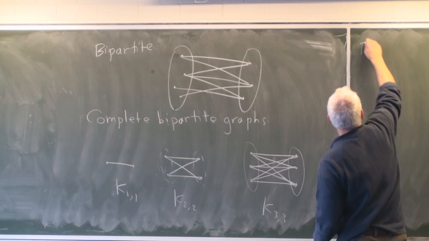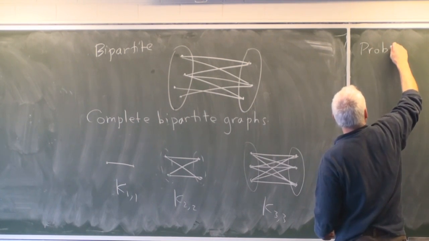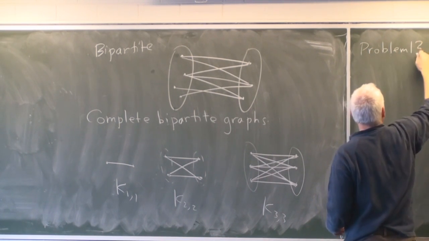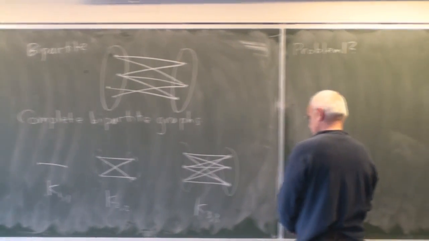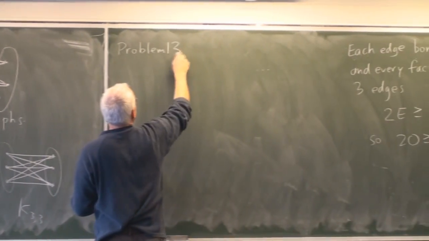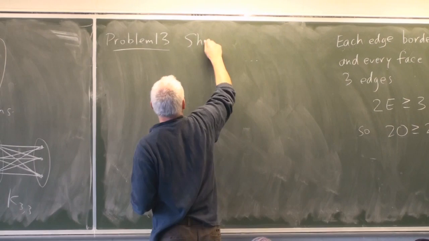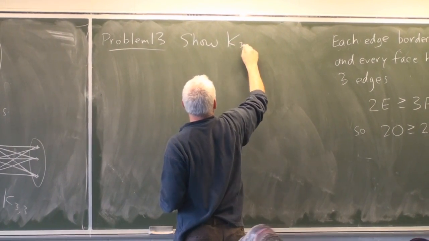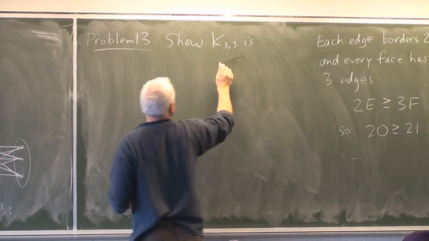All right. So problem 13. Show that K33 is not planar.